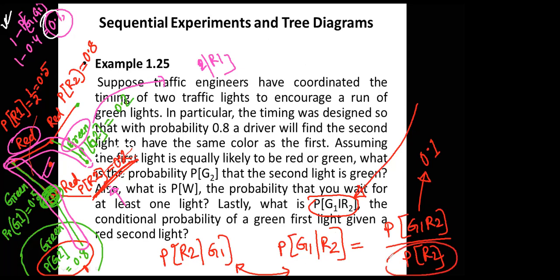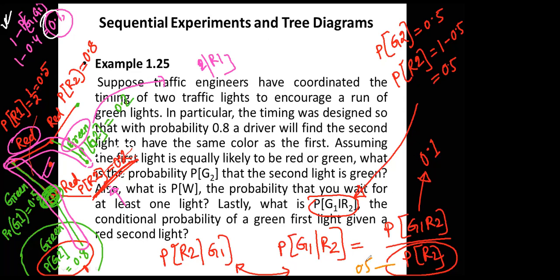Now, probability of R2. Have we found probability of R2? Sir, we have already found probability of G2 equals 0.5. So R2 should be 0.5 as well. Right. Probability of G2 is equal to 0.5 that we have already found out. So if we find probability of R2, that will be 1 minus 0.5, and that will be 0.5. Okay. Now, if I put it here, then we can find it. What is that? That one is 0.5.